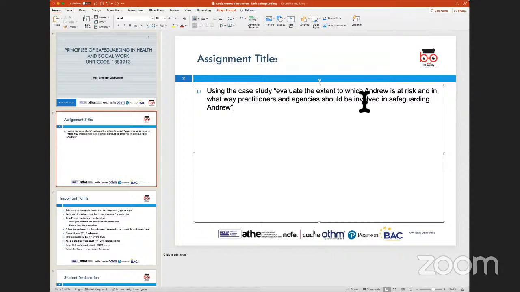And here, the case study is going to give us some information and inputs into why Andrew is at risk first, who the practitioners and agencies involved are, what their role is, and what they should be doing in safeguarding Andrew so that he is not put in harm's way. What is harm's way? That he is not subjected to abuse by neglect, abuse by harm, and abuse by exploitation. That is the core essence of the case study or the assignment that we have to look at.